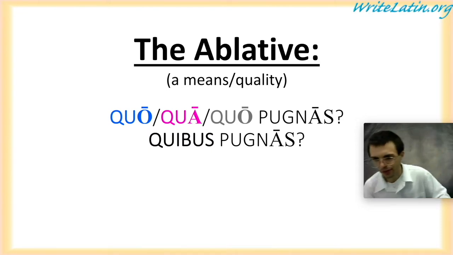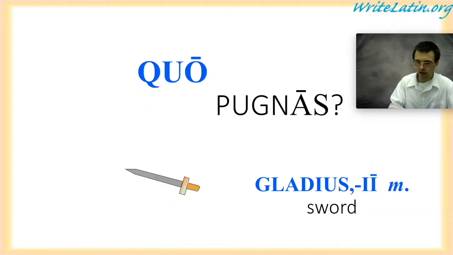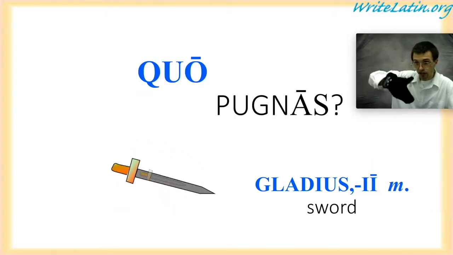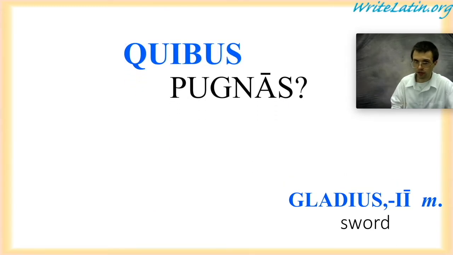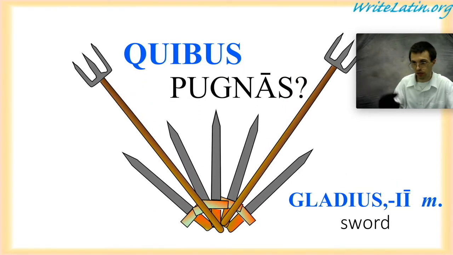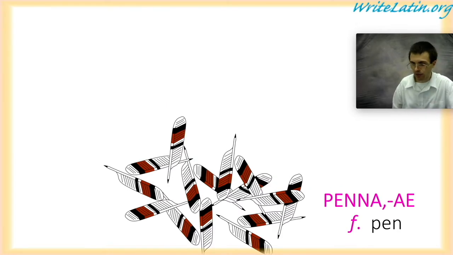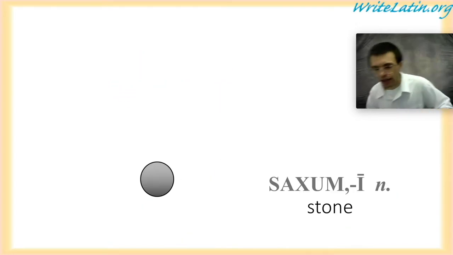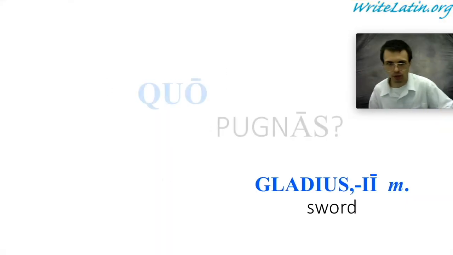Alrighty. So hopefully you got accusatives. Now let's go on to ablatives. With which thing do you fight? Or with which things do you fight? Quo pugnas. Alright. So if it's a masculine singular, like with a sword down here, you're gonna say quo. If it's plurals, you're gonna say quibus. Doesn't matter what gender it is. If it's a feminine singular, you're gonna say qua. I fight with a pen. Okay. And if it's plurals, again, it's quibus. And then if it's a neuter singular, it's quo, and plurals, it doesn't matter, gender, quibus.